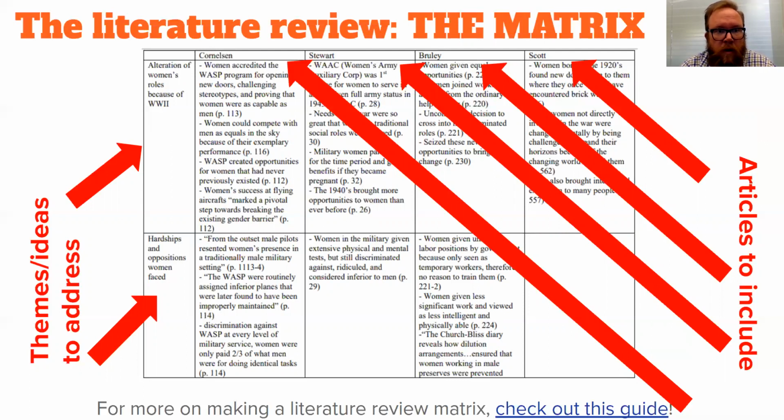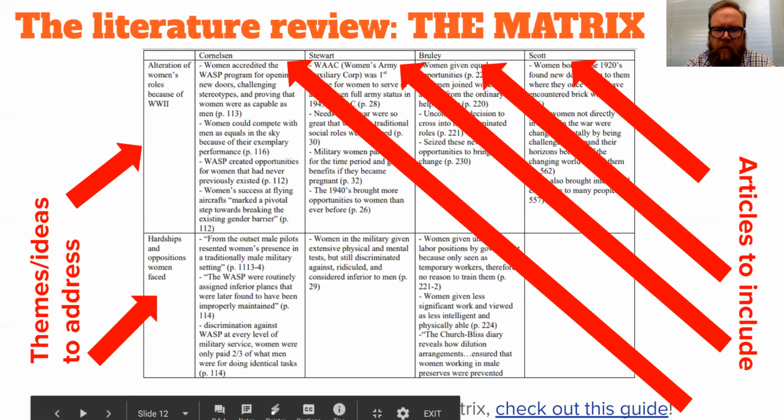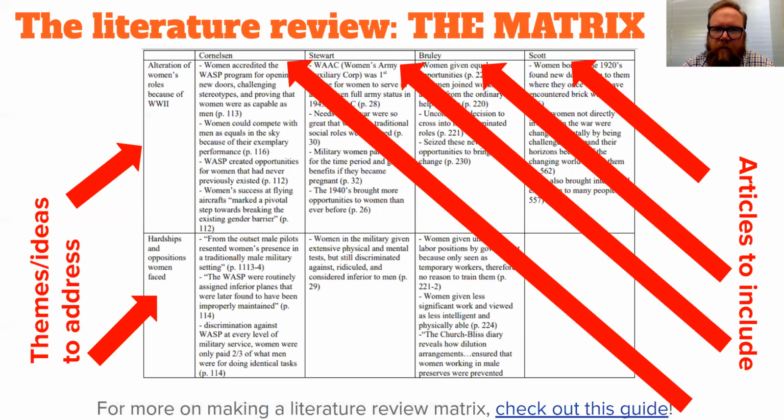So there's one row of information that talks about alteration of women's roles because of World War II, another row that talks about hardships and oppositions that women faced. There's also a link down here for more information on making a literature review matrix. There's some really good information in this guide about how to think about how you might want to organize information.